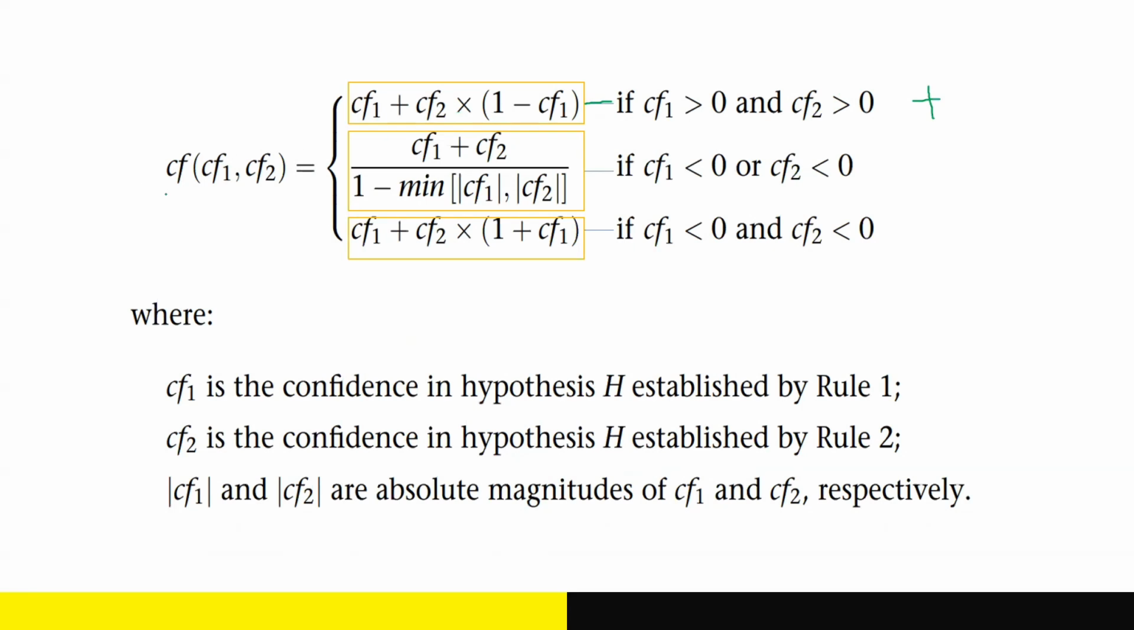So kung both evidences are positive, the certainty factor of the combined evidence is equal to the certainty factor of the first piece of evidence plus the second, multiplied by 1 minus the certainty factor. And then the second equation is used when one of the pieces of evidence is negative. So the certainty factor of the combined evidence is equal to the sum of the certainty factors of the two evidences divided by 1 minus the minimum of the absolute values of the two certainty factors. And then the third equation is used when both pieces of evidence are negative. So the certainty factor of the combined evidence is equal to the sum of the two pieces of evidence multiplied by 1 plus the certainty factor.